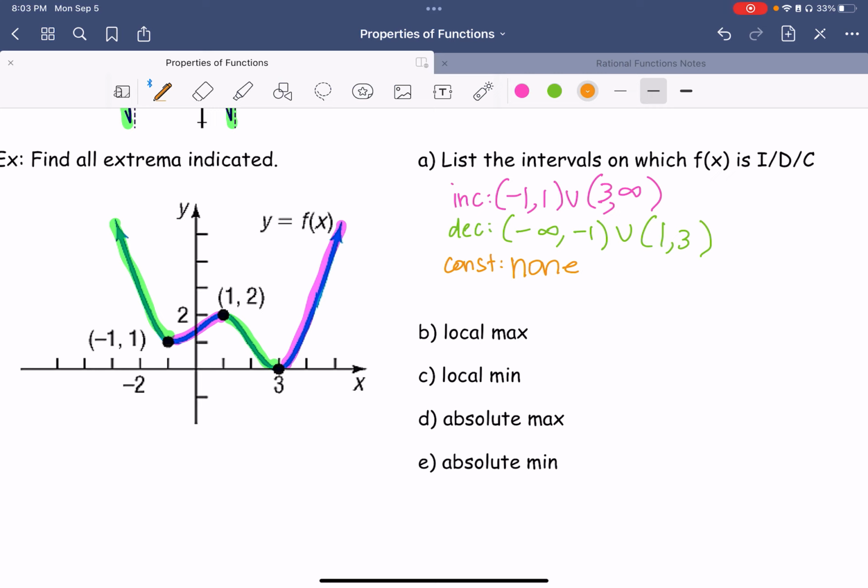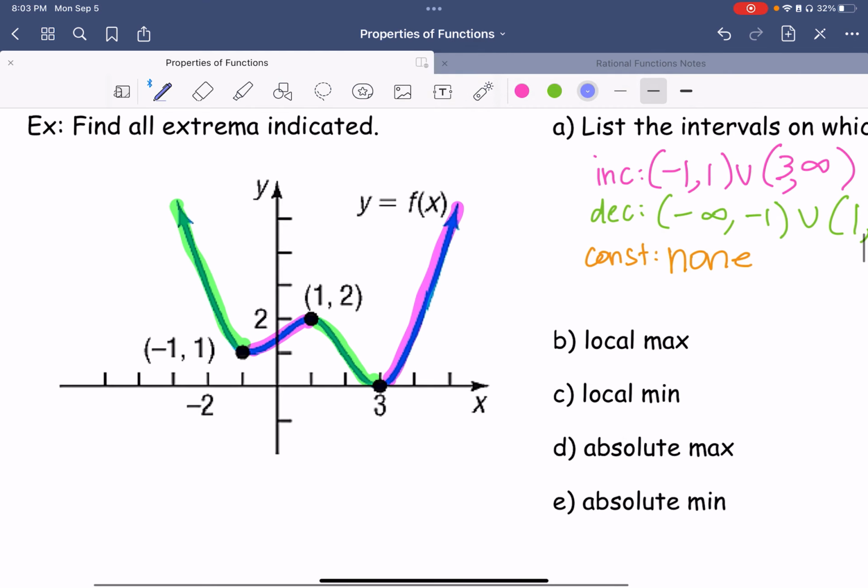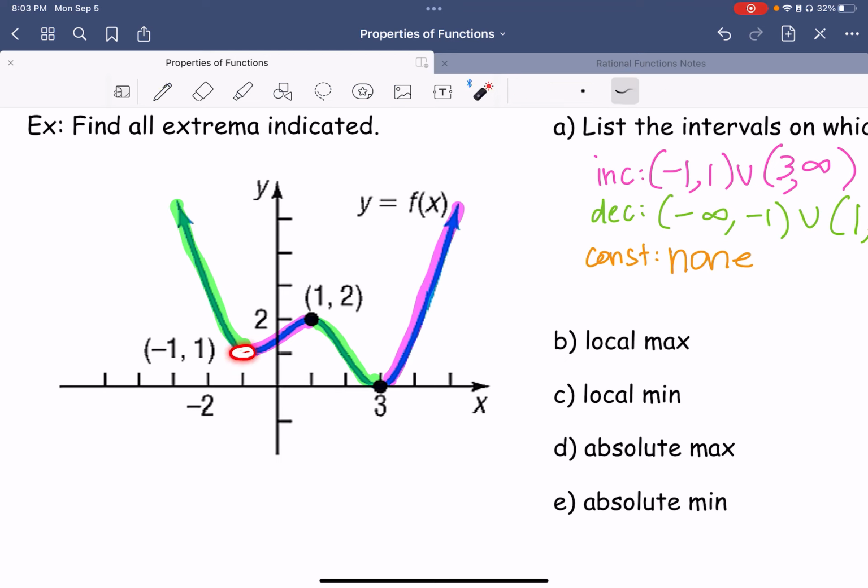Okay. Now we have to do the extrema. So you see B, C, D, and E are talking about the local maximums and minimums and absolute maximums and minimums. So let's label on the graph first, and then I'm going to show you a different way that we can write the extrema instead of as coordinate points. Okay, so the first one is this one down here. As you can see, it's not the absolute lowest point of the graph. This one looks like it's the absolute lowest. So this one will just have to be a local minimum.